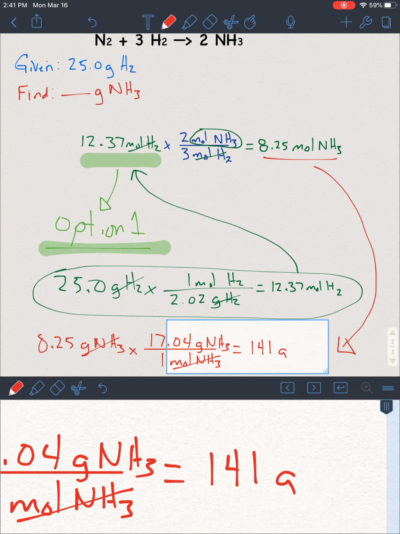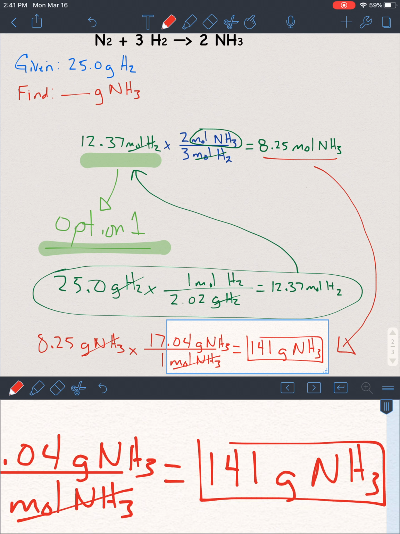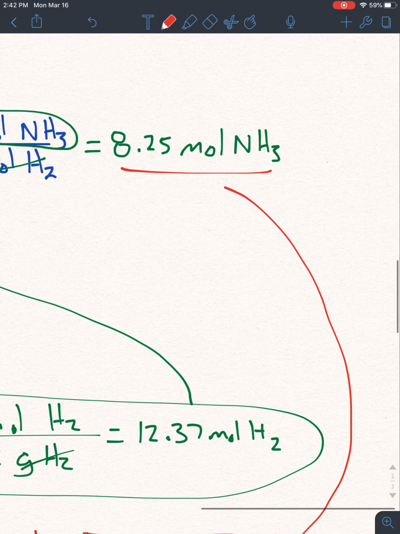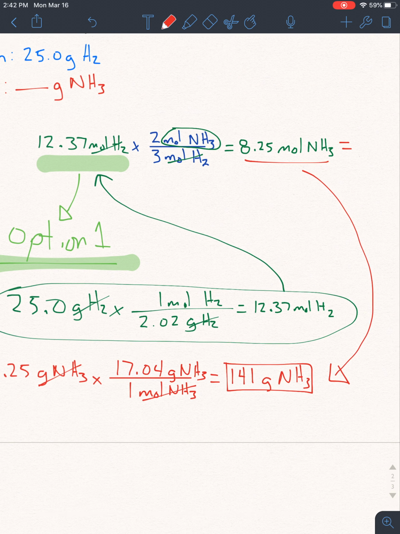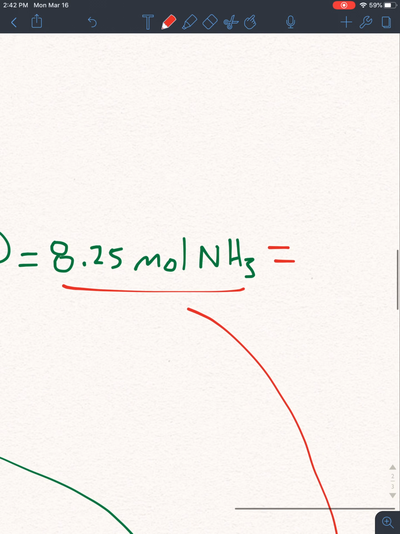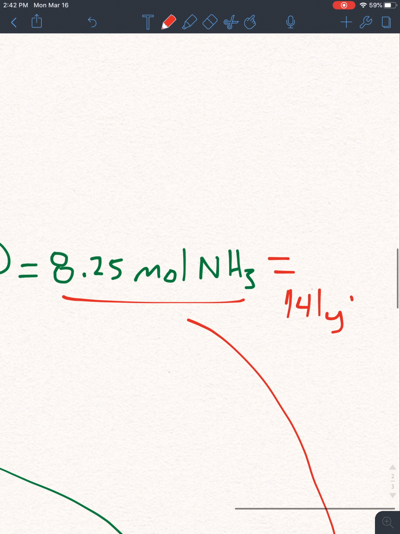141 rounded grams of ammonia. Again, I did round that answer to 3 numbers. You can write 140.6, 140.59. Find a number that's reasonable to round it to. And so there is my final answer, 141 grams of ammonia. Again, going back up here, this number is equal to approximately 141 grams of ammonia. So I can write 141 grams of ammonia, and that is my final answer.